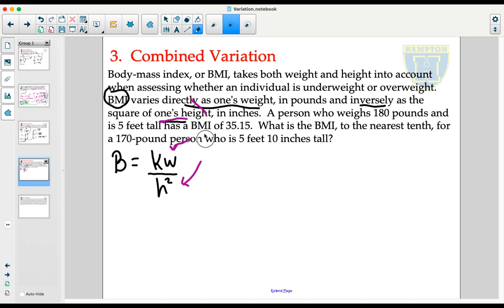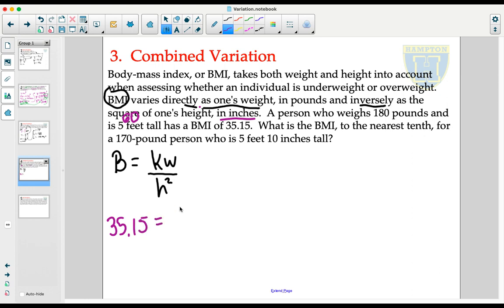So looking at the question one more time, we have that a body mass index of 35 15/100ths, right here, is associated with a weight of 180 pounds and someone who is 5 feet tall. Now, one other little part of the question you might notice is that the height will be expressed in inches. So that 5-foot person is really 60 inches tall. Subbing in all of those numbers, we don't know what k is just yet. Ideally, we're going to be figuring it out very soon.